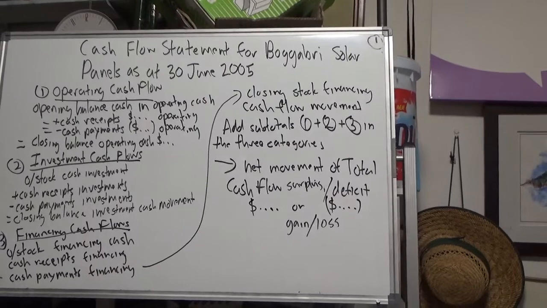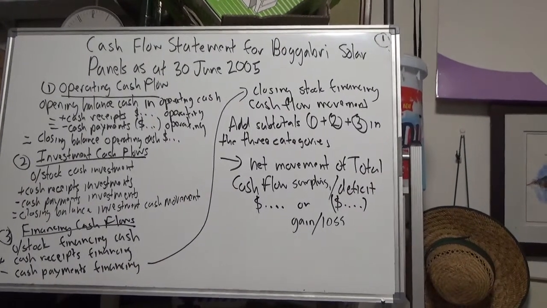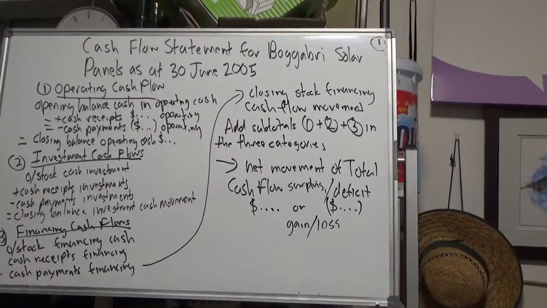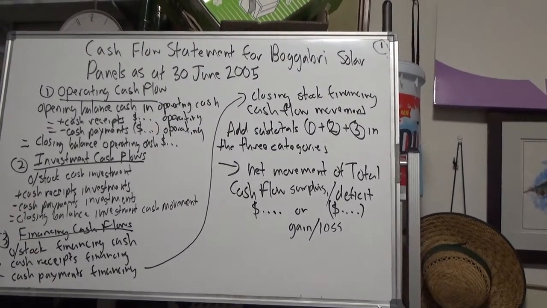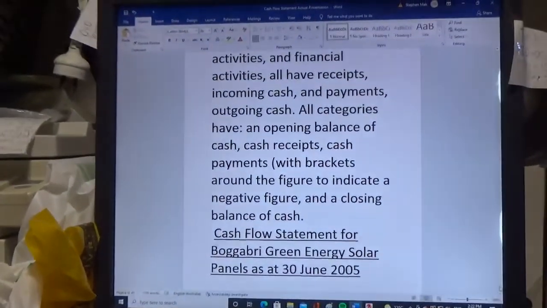Sometimes it's called a gain or a loss. And if it's a positive figure, the dollar sign and the amount. If it's a negative figure, the dollar sign within brackets, and obviously put the figure. So back to the PC, just zoom it up a bit.